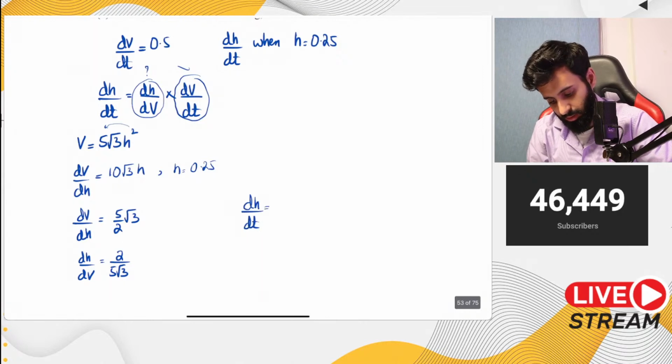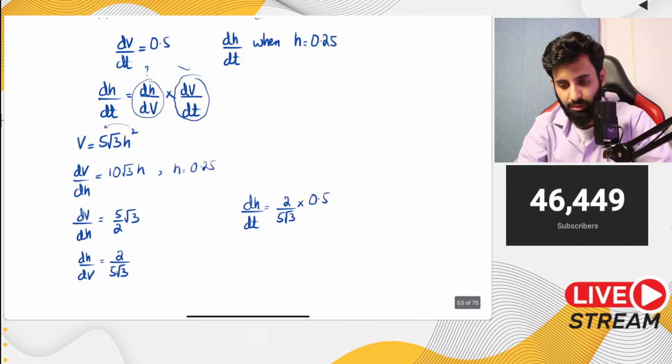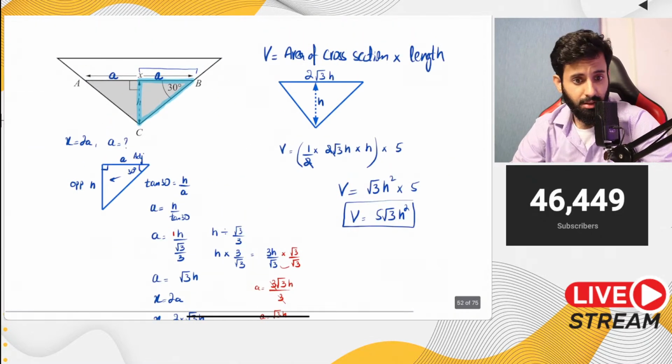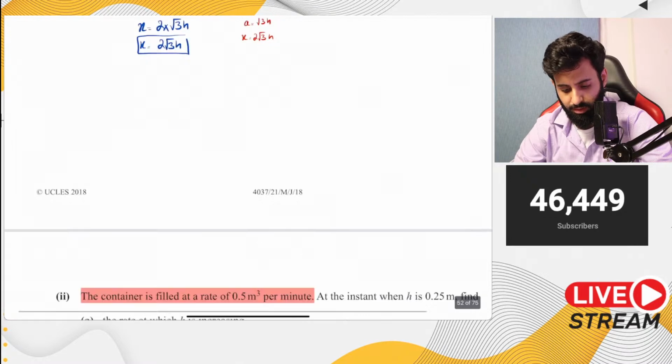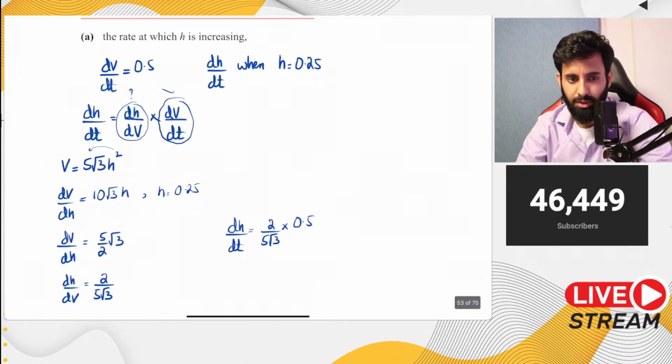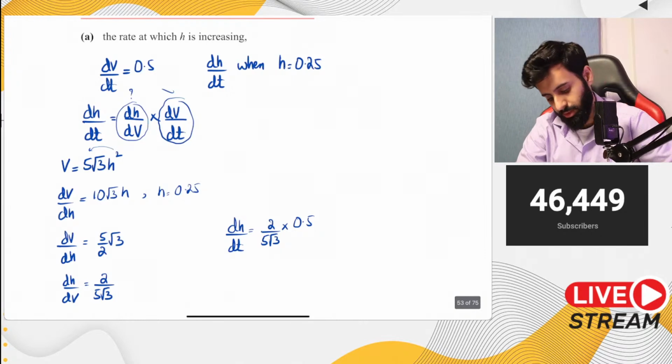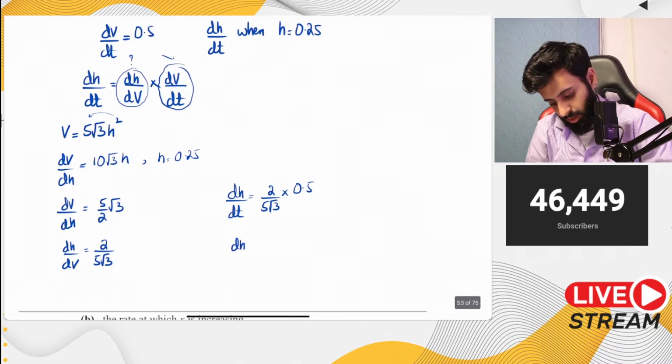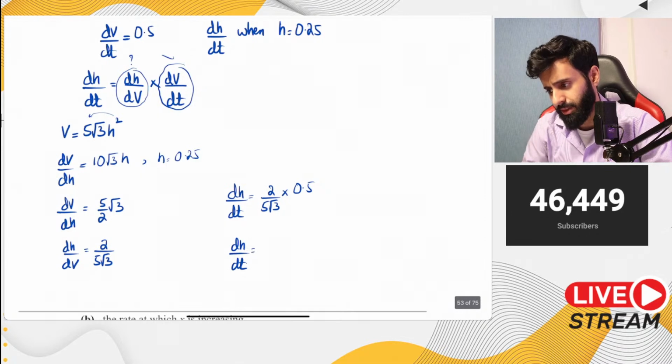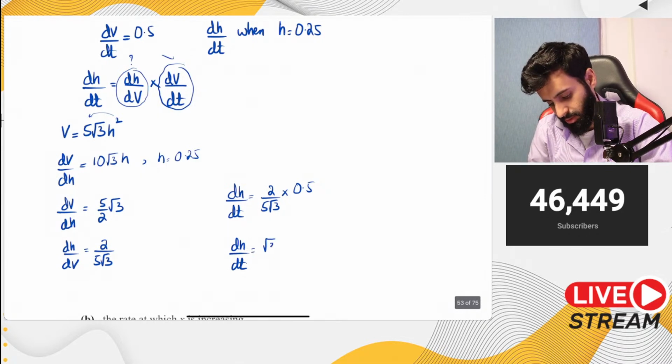dh upon dt will be equal to dh upon dv, which means 2 upon 5 under root 3 multiplied by dv upon dt, and dv upon dt is equal to what? Is equal to 0.5. Okay, so let's do that into 0.5. So we're looking at root 3 upon 15. Okay, let's see if that's the correct answer. Root 3 upon 15. 0.115. Yep, 0.115. So dh upon dt is equal to, I will prefer to write it in exact form, which is root 3 upon 15.